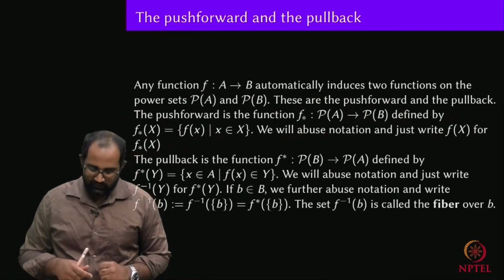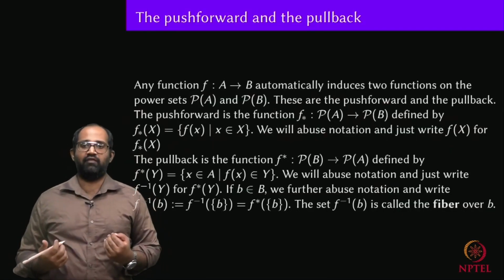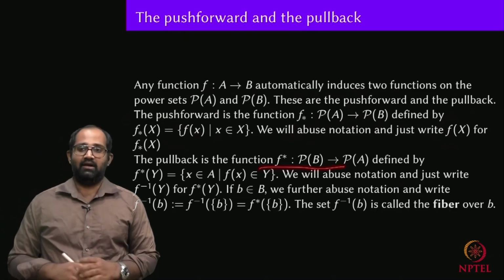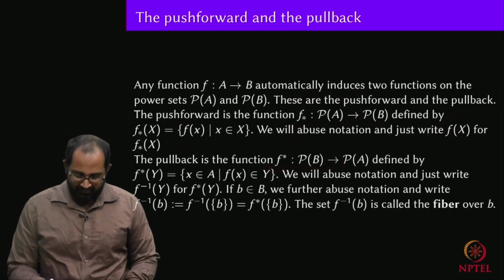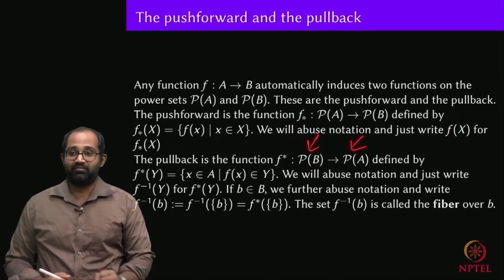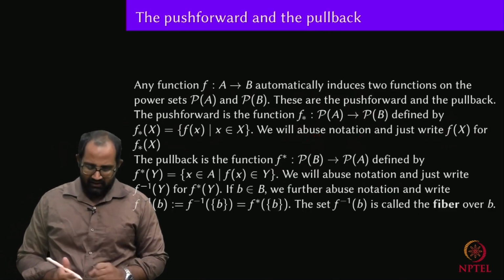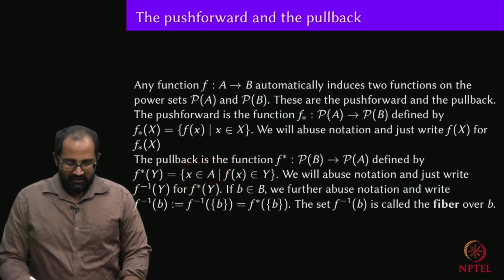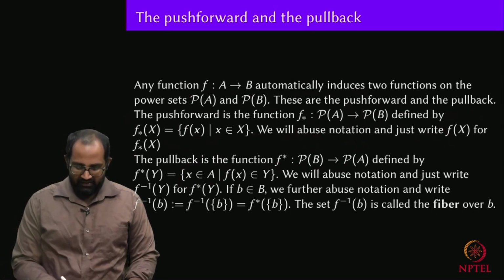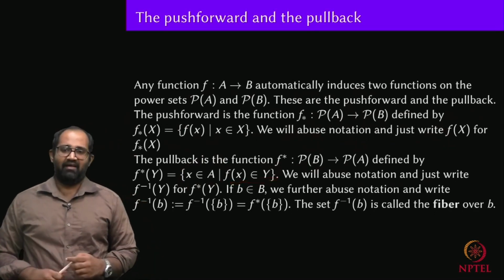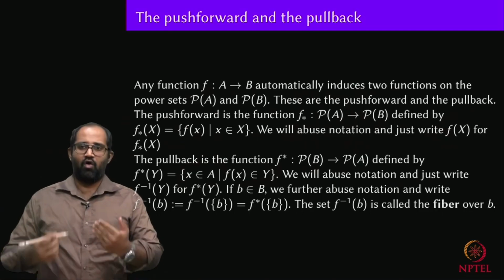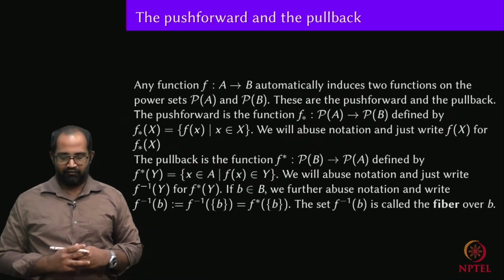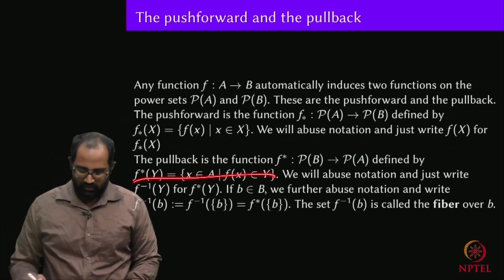The pull back, you can think of it as the dual of the push forward. It is written f upper star. It is a function from the power set of B to the power set of A. How is that defined? Well, you look at all those elements x in A that when fed to f will give elements of Y. So, f upper star Y is the set of all elements in A that get mapped into Y under the action of f. So, that is f upper star Y.